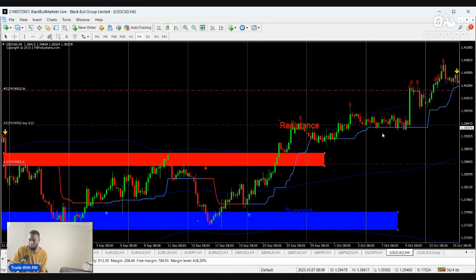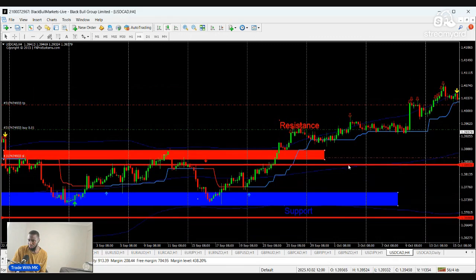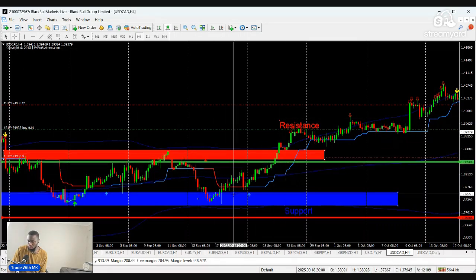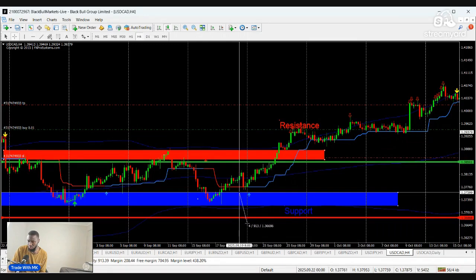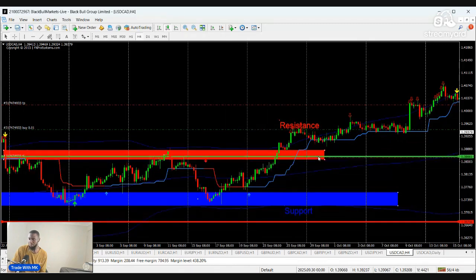Put my 90 pip stop loss, and put my take profit here. So my 90 pip stop loss is somewhere there, and then my take profit would have been here. It hit. I make that. Still winning. That's this strategy. I'm telling you, still winning a trade, right?